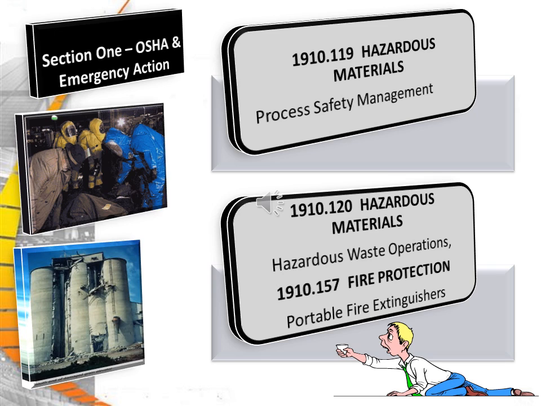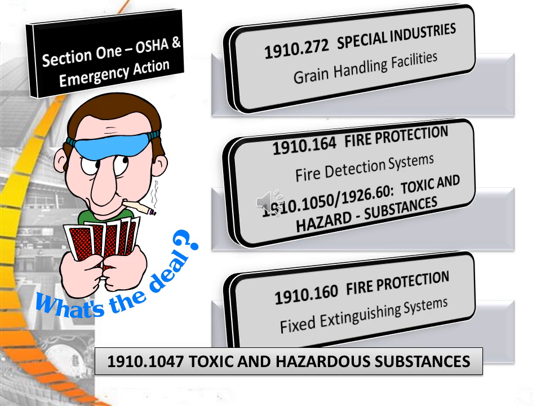OSHA talks about emergency action plans under 1910.119, Hazardous Materials Process Safety Management. It's also covered under .120, Hazardous Waste Operations, and .157, Fire Protection. .272 covers special industries in the grain handling. .164 covers fire protection. .1050 covers toxic and hazardous substances. And .160 covers fixed extinguishing systems. .1047 covers toxic and hazardous substances.